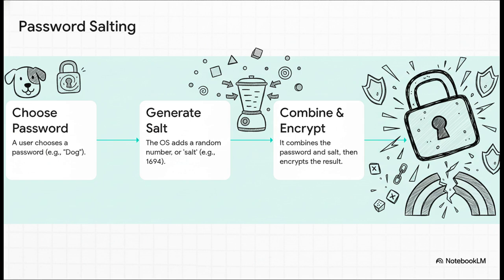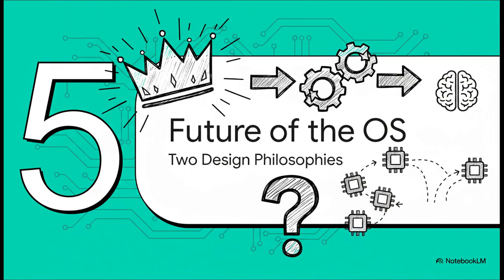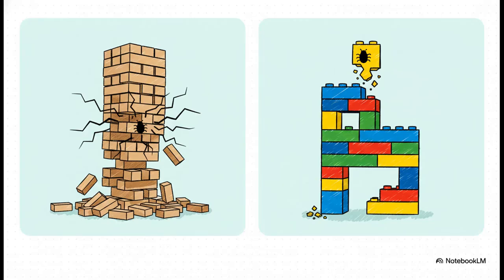So we've seen how the OS is the computer's boss. But when we look to the future, there's this really fundamental debate about how that boss should actually be structured. And this brings us to two totally different design philosophies. On one side, you have what's called the monolithic kernel. This is where the core of the OS, the kernel, is one giant interconnected program.